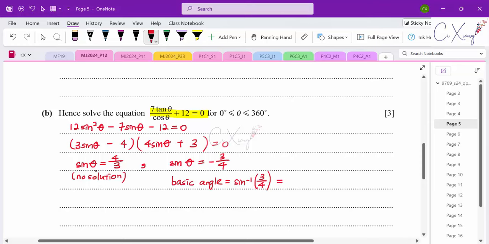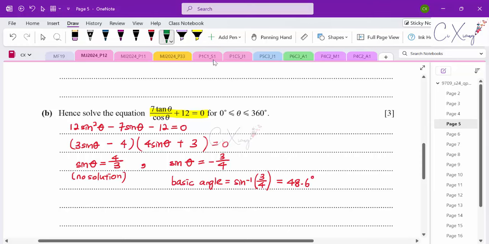In my answer here, theta is between 0 to 360. Therefore, my answer should be in the unit of degrees. So when you press the calculator, sine inverse 3 over 4, you get the value in degrees correct to 1 decimal place, which is 48.6.